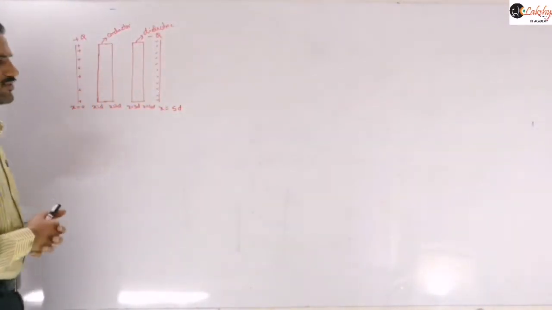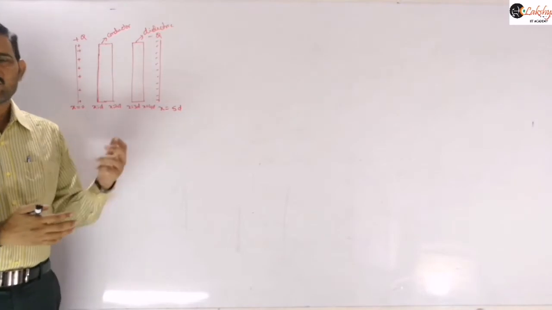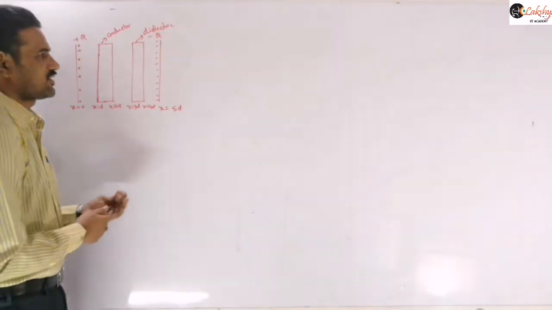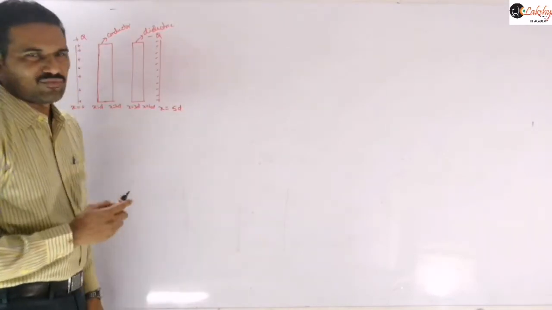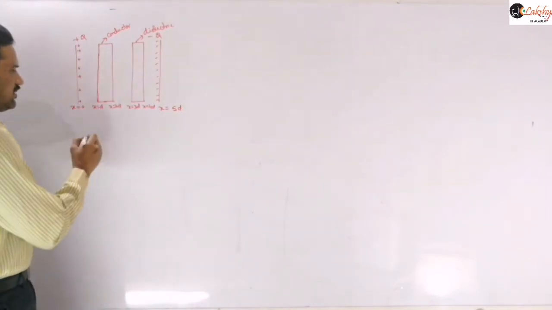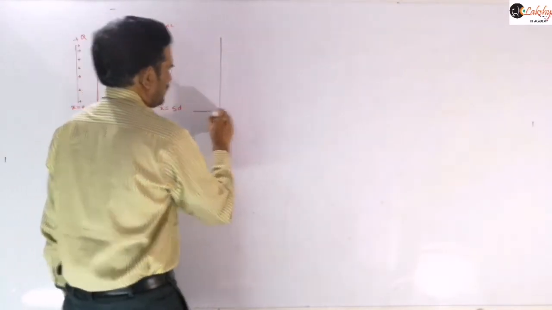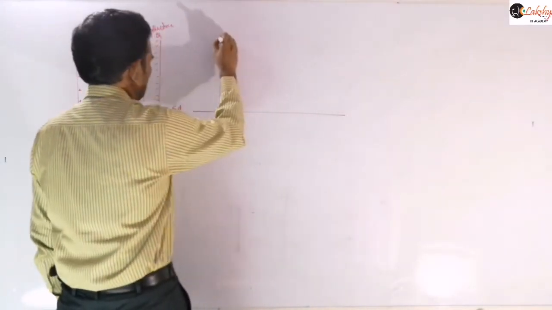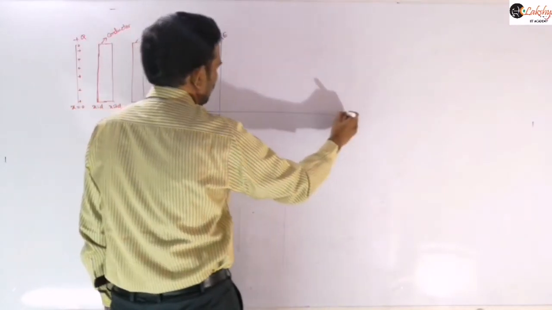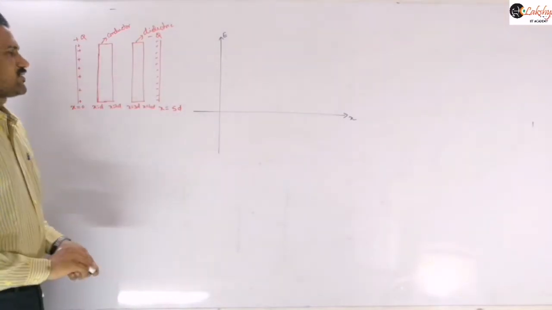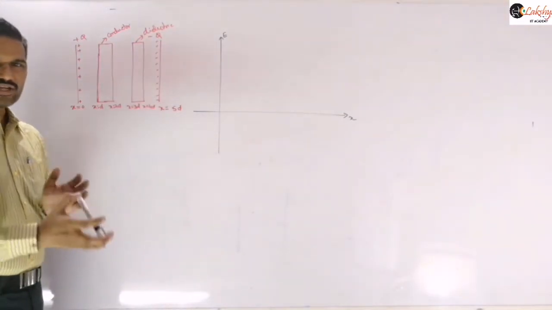So first I am drawing the variation of field because you know about the field already very well. Then after that you can draw the variation of the potential. So I am taking this as the y axis, the electric field, and this is the distance, the x axis.